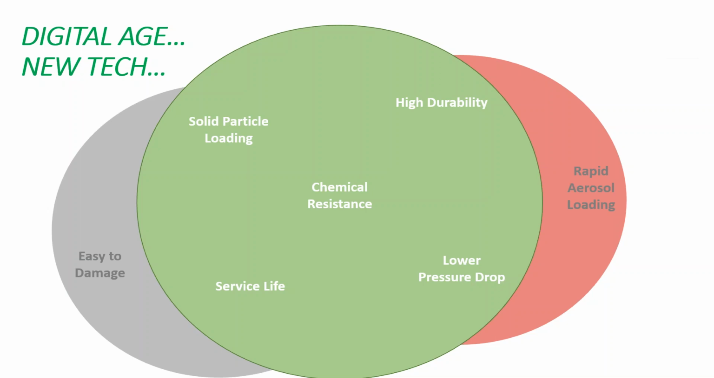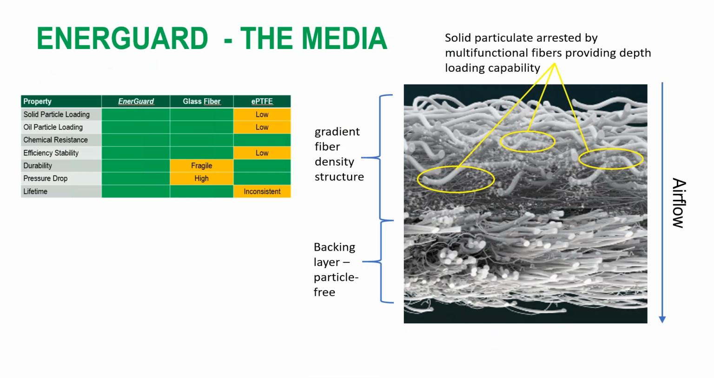So recently we've seen a new media come out on the marketplace that was launched last year. Some of you may not be aware of it, but it is a new technology that basically merges the two concepts between glass fiber and PTFE. It's referred to as EnerGuard media in particular. What it is, you'll see that it's analogous to glass as far as the way that it loads. It's a depth loading structure, much the same as glass fiber, but it does have a similar rigid nature to that of PTFE.